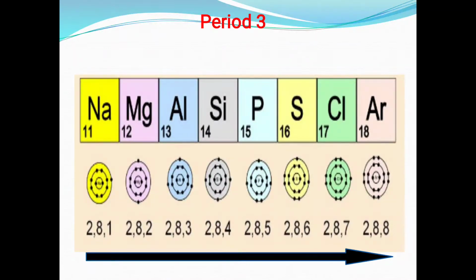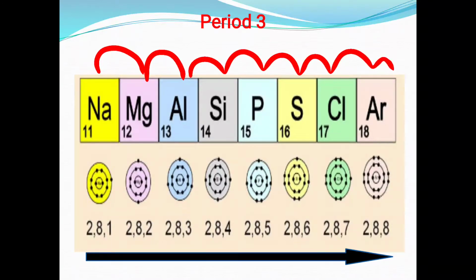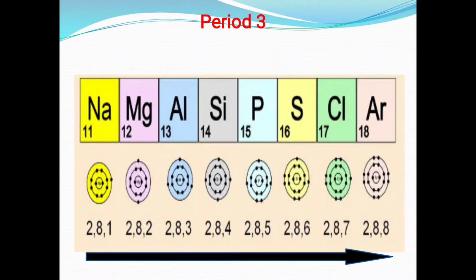So properties of elements change slowly from one end to the other in the period. That's why the property of sodium is a little bit different from magnesium. The property of magnesium is a little bit different from aluminum. Like that, as you go from left to right, the properties slightly change. The property is not the same as in the case of a group.